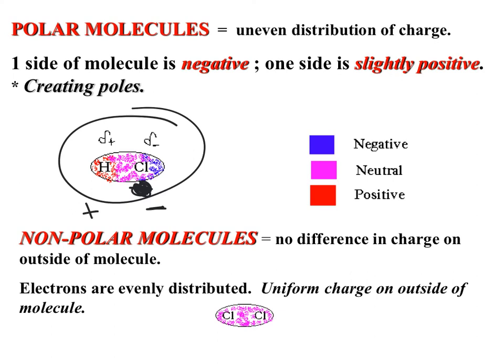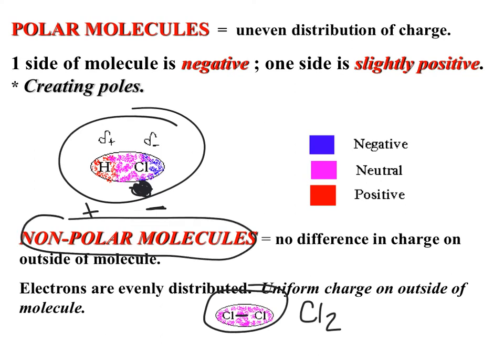But if you have nonpolar molecules, that means that there's even sharing. Just like the diatomic molecule chlorine. It has chlorine and chlorine. They obviously have the same electronegativity, so they're pulling on each other equally. So that means it's nonpolar because there's no dipole. There's no positive and negative end.